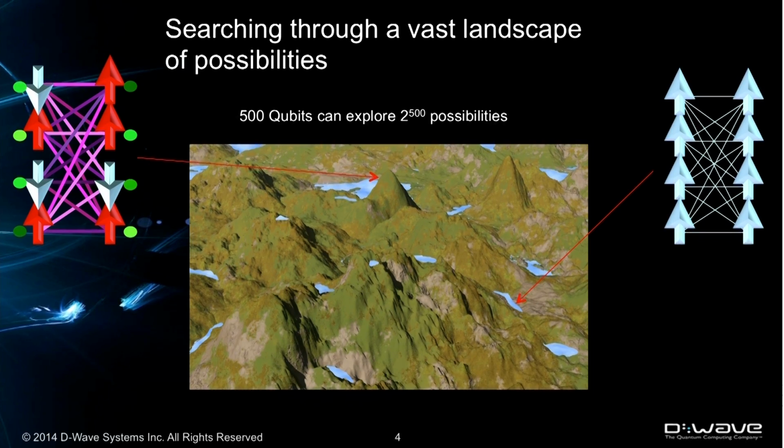Now, if you were a classical spin system, and people have built classical spin systems, and each point of that landscape is a different configuration, I'd be somewhere in that landscape, and I start walking around. And you could see, if you had 2 to the 500th hills and valleys, how long it would take you to explore that landscape.